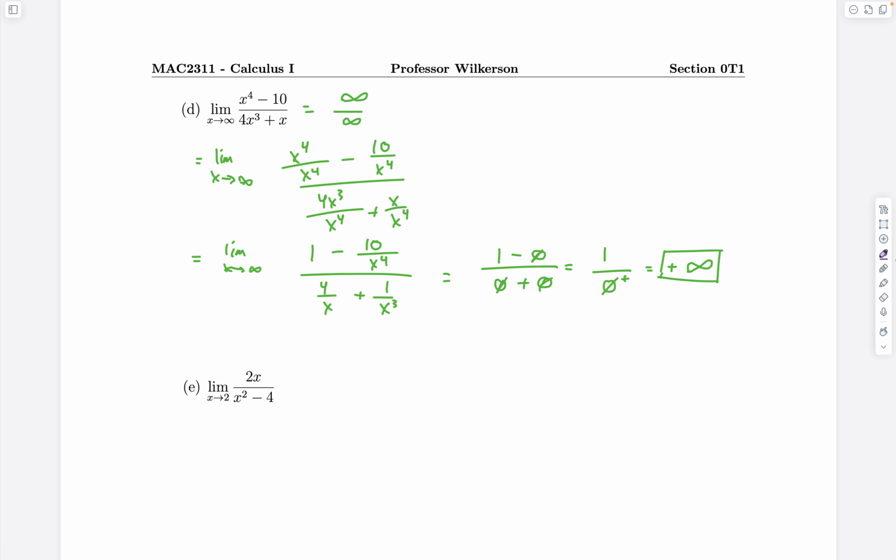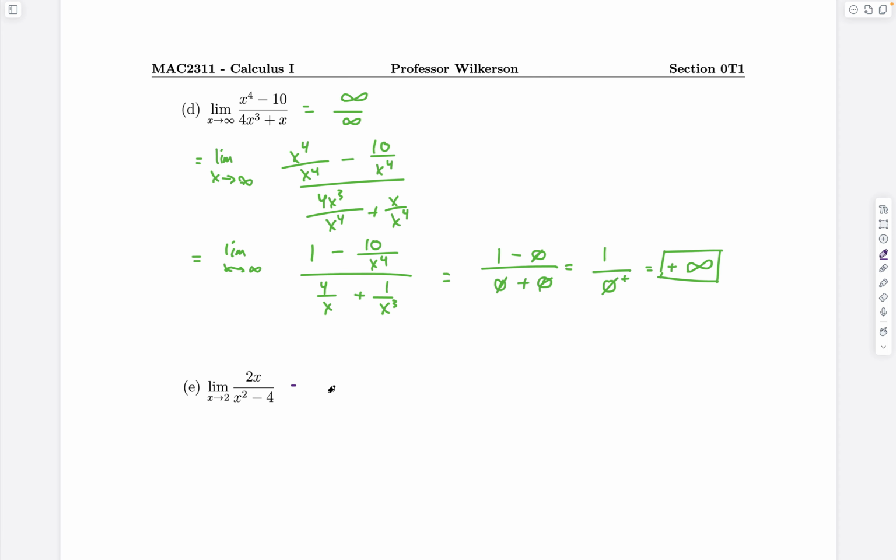All right, now we're on to part E. So we noticed in D that we divided by the largest power of the variable, right? So x to the 4. And we were able to create some ratios that a majority of them went to 0, and we were able to find our limit a little bit easier. In E, we notice perhaps something similar.